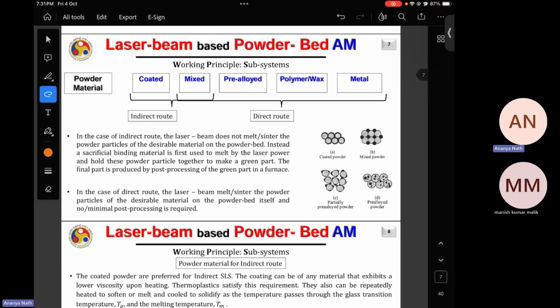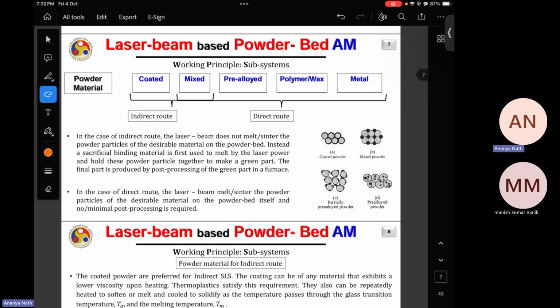So this is the important thing. So in case of powder material, if you are working with polymer, then the polymer can be coated, okay, or it can be mixed with binder material, which will help the polymer powders to get binded properly, to get fused properly under the process of sintering. So the subsystem of PBF says that the processing, whether it's melting or sintering, can be indirect, the processing can be direct.